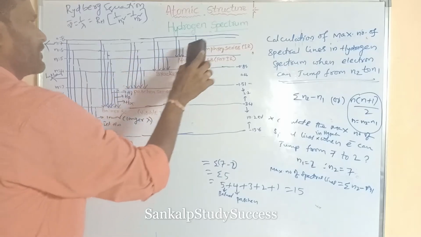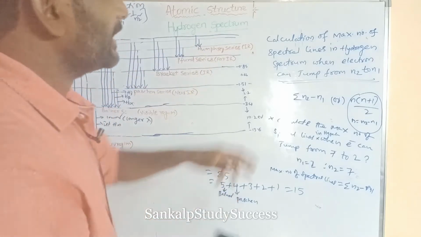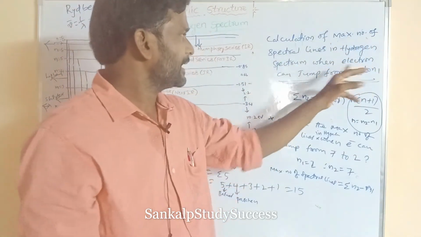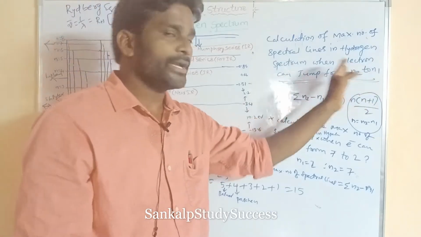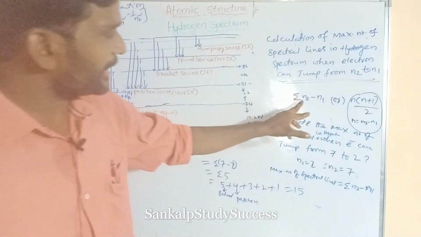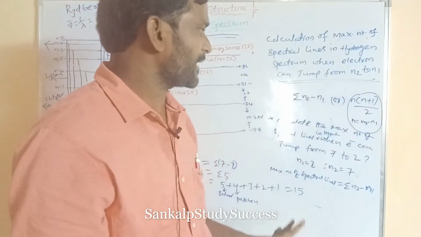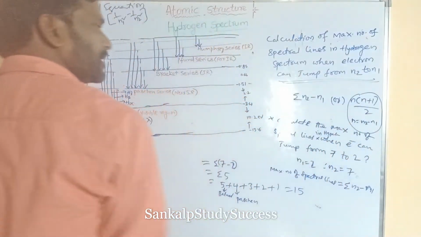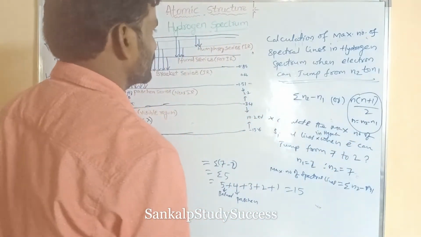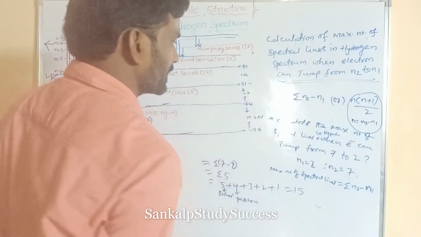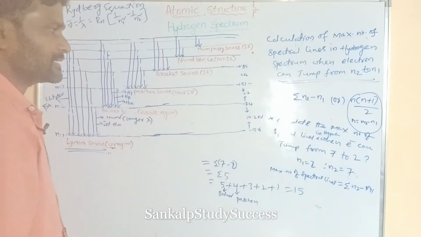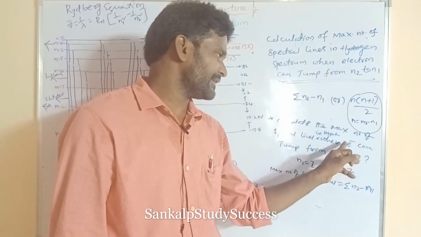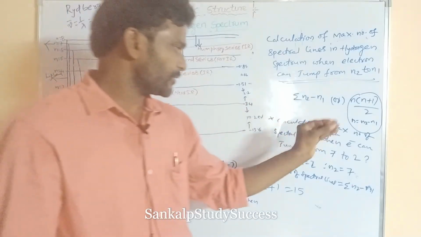So, calculate the maximum number of spectral lines in the hydrogen spectrum when an electron can jump from n2 to n1. What is the formula? Sigma (n2 minus n1), or n(n+1)/2, where n is equal to n2 minus n1. So these two formulas can be used to calculate the number of spectral lines. So this is the sum: calculate the maximum number of spectral lines in the hydrogen spectrum when an electron can jump from 7 to 2.